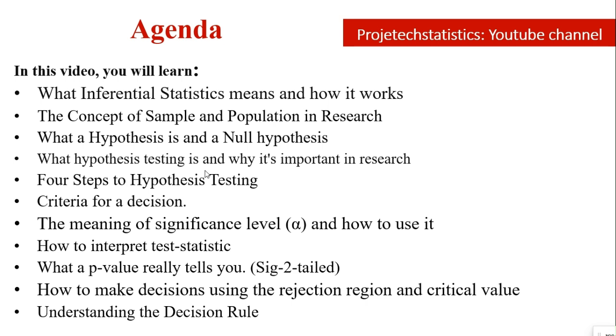And we're going to also discuss the four steps of hypothesis testing, the criteria for a decision, and also we're going to talk about the meaning of significant level and how to use it, including how to interpret test statistic. We are also going to talk about what a p-value really tells you in research analysis, how to make decision using the rejection zone and critical value, and most importantly, you are going to understand how to make your decision rule.